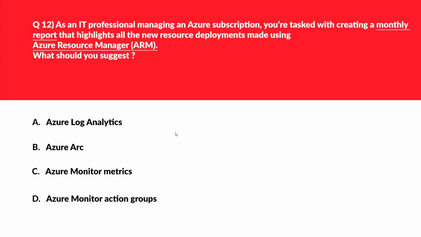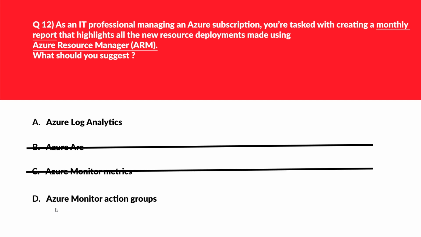Okay, let's look at option B first. B says Azure Arc. Azure Arc cannot track Azure Resource Manager resource deployment, therefore incorrect choice. Let's move to option C. C says Azure Monitor Metrics. Azure Monitor Metrics provides performance data for Azure resources but does not address resource deployment history, therefore incorrect choice.